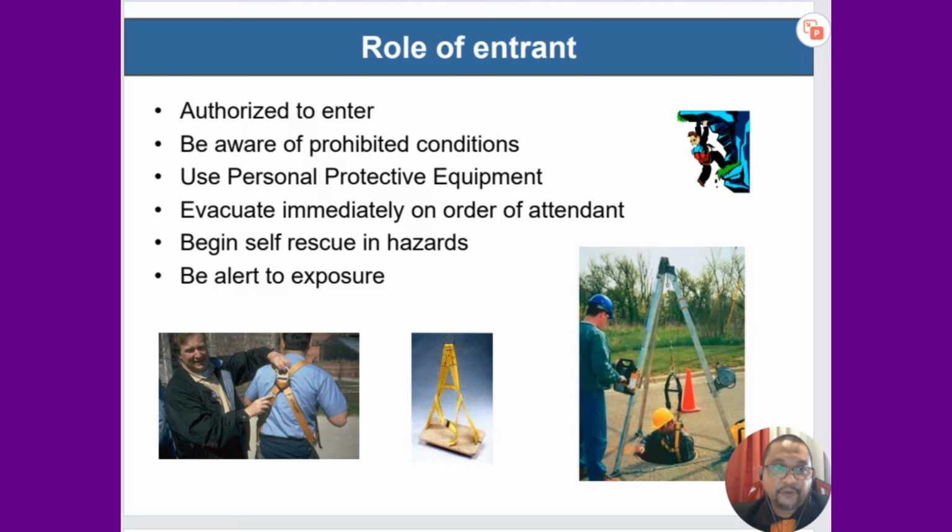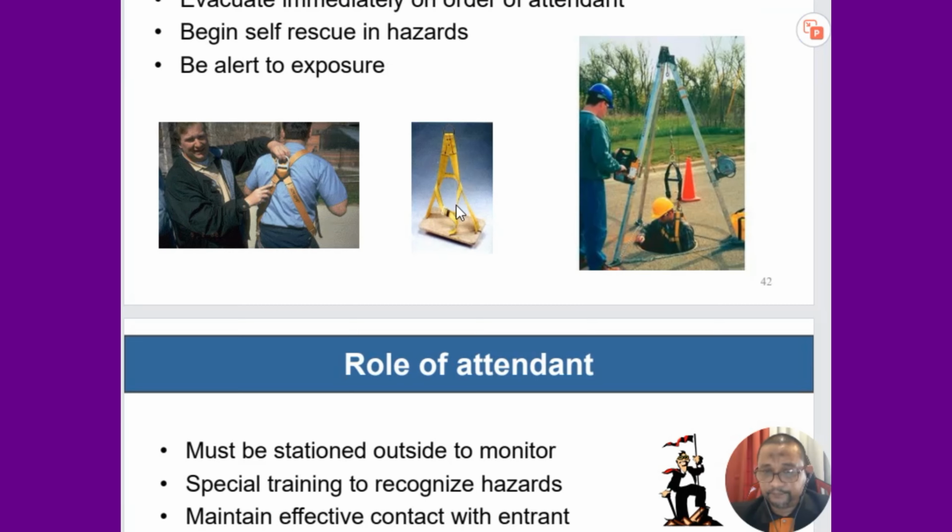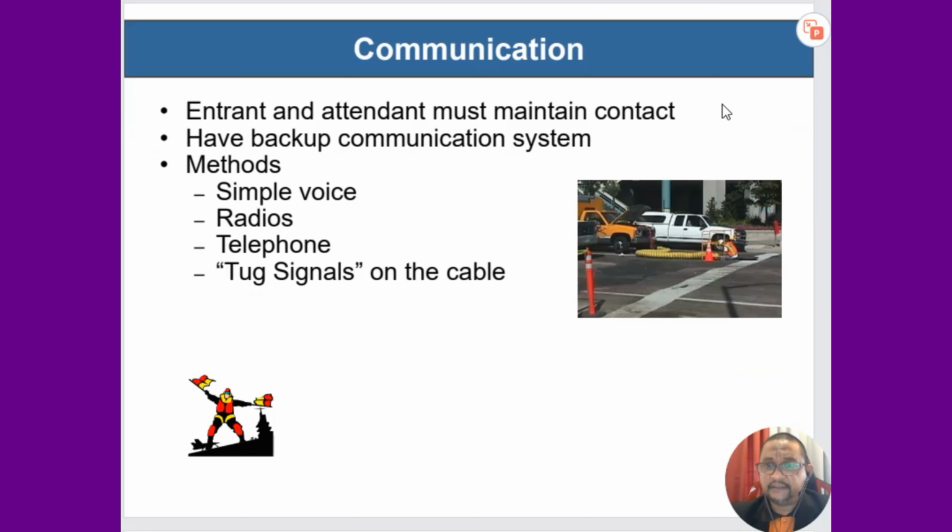Number seven is communications. Continuous communication between the entrants and the attendants is essential. This can be done via radios, intercoms, or hand signals to ensure the safety of workers inside.